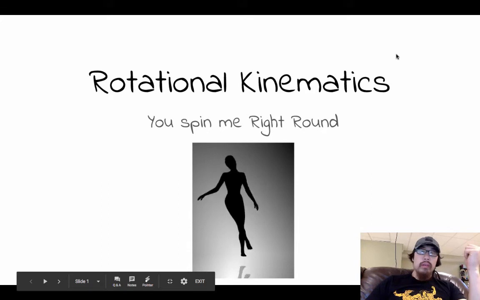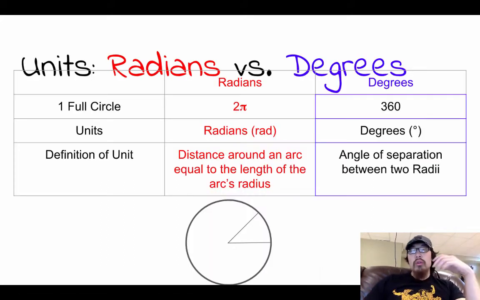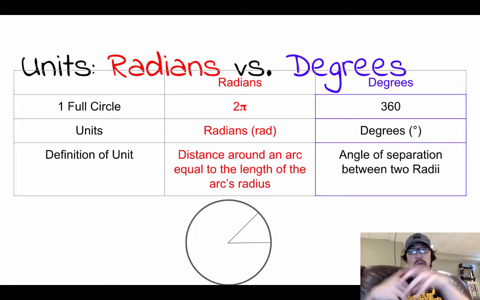Ladies and gentlemen, today we're going to learn about rotational kinematics. Alright, so to start us off, it's important to know the difference between radians and degrees. In rotational kinematics, we're going to be using a lot of numbers with radians as a unit. So if you take a look at the chart, you can see that one full circle in radians is 2 pi, whereas one full circle in degrees is 360 degrees, right?